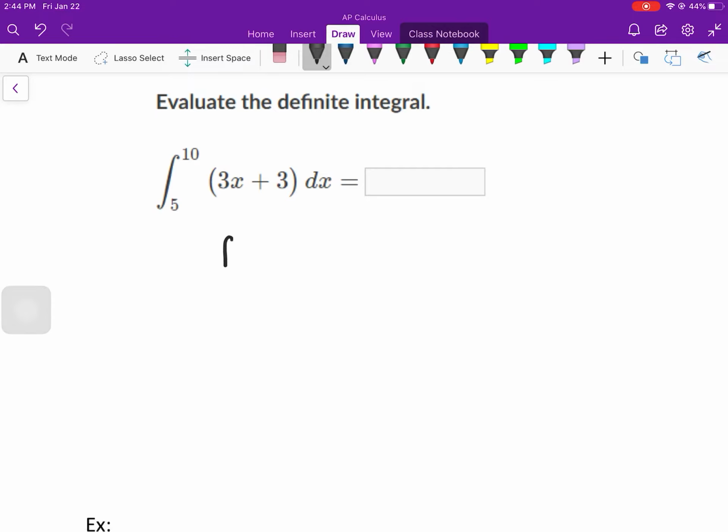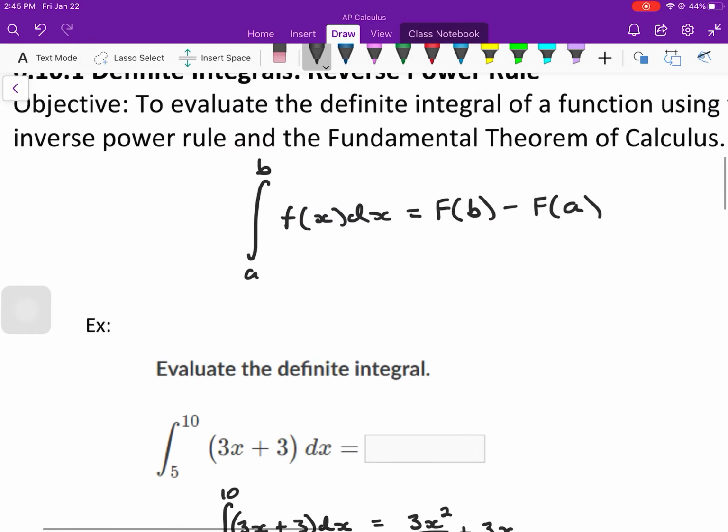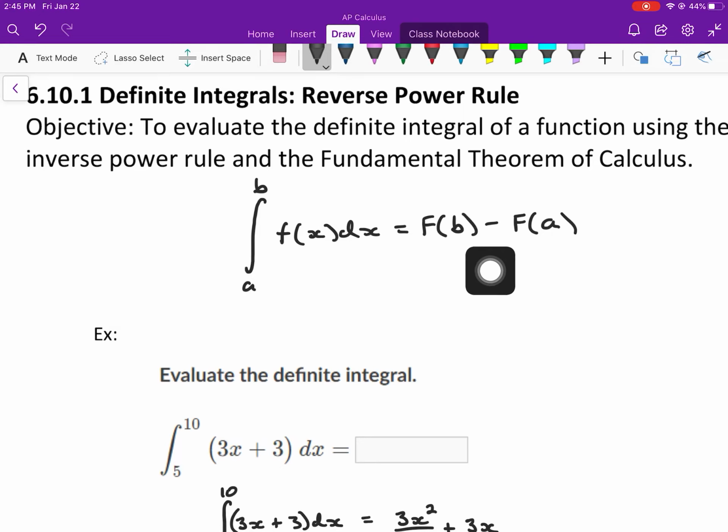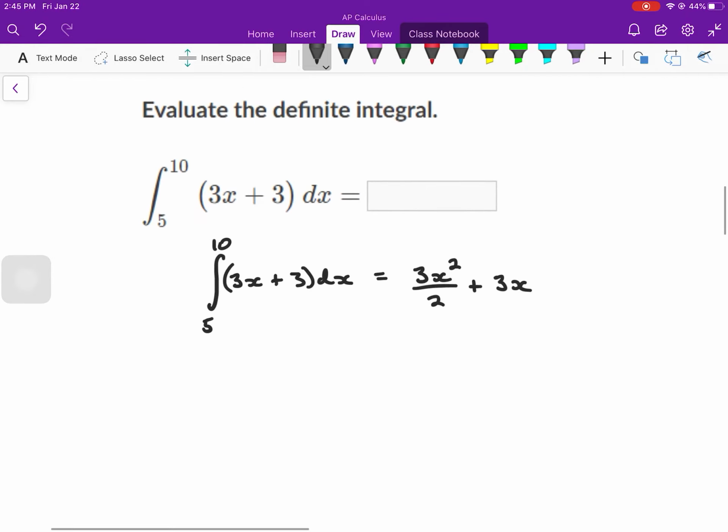So we're going to integrate from 5 to 10, 3x plus 3 with respect to x. When we integrate this, that's going to be 3x squared over 2 plus 3x. And with the definite integral, we don't put the plus c because we'd have plus c and then subtract that same exact constant, and it would just disappear anyway. So we don't have to worry about plus c on this.